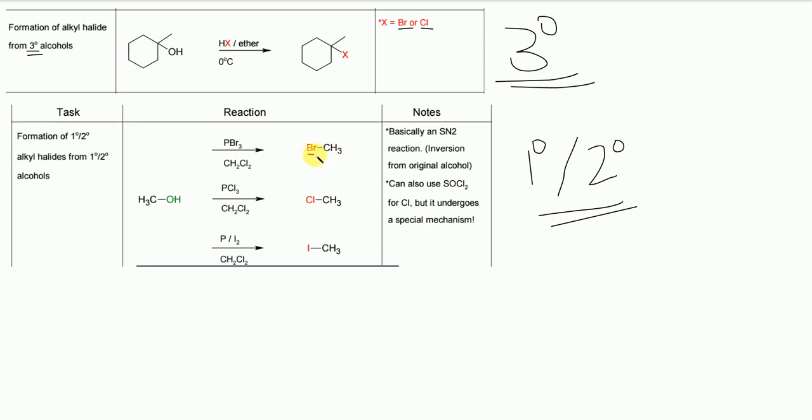So if I want to add a Br, I have to use this one. If I want to add a chlorine, I have to use this one. And if I want to add an I, I use this one. But usually what you end up always using is this. Just be familiar with these other ones. Okay, I just like using PBr3.